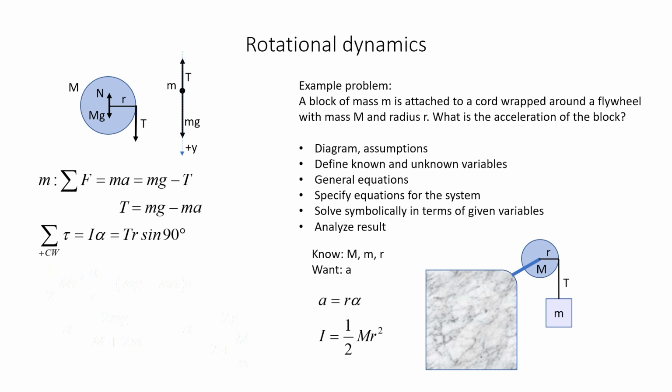I also have a relationship between acceleration and angular acceleration. Acceleration equals r times alpha, and I know the moment of inertia of the pulley, or the flywheel: I equals 1/2 Mr squared. I can make those three substitutions in my equation. The I goes to 1/2 Mr squared, alpha goes to a over r, and I substitute in for tension. I get 1/2 Mr squared times a over r equals quantity mg minus ma times r.